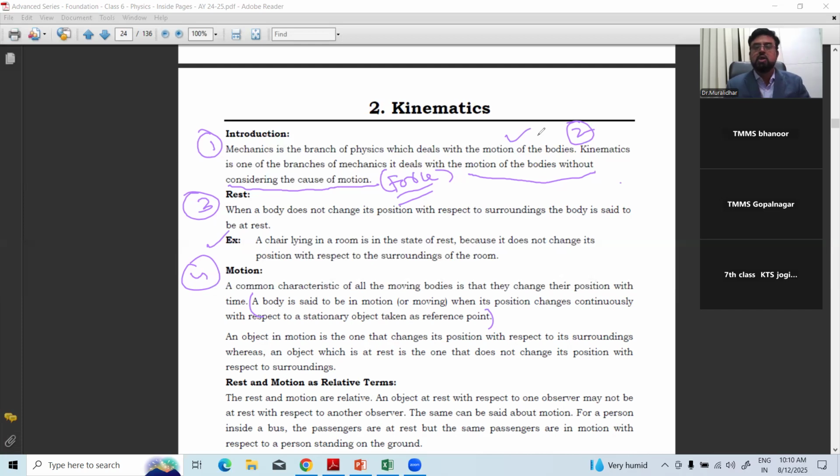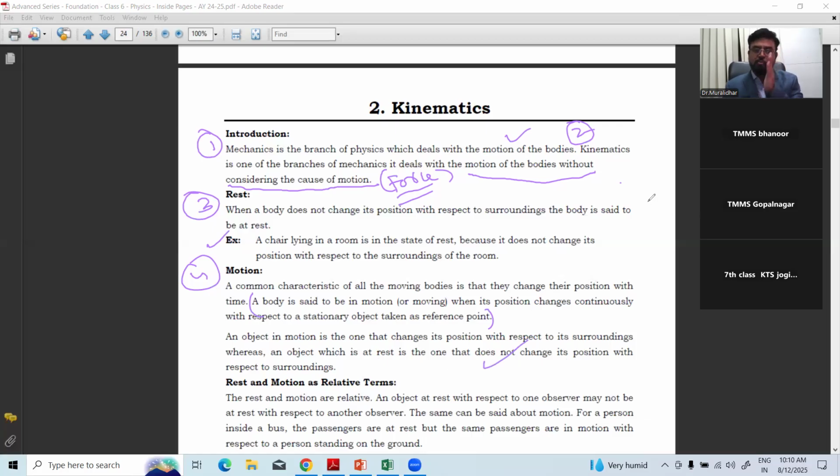Clear? So here we'll discuss not only motion, we'll discuss so many types of motions which we come across in our day-to-day life. So many motions we can see, different types of motions that we'll discuss. Right? So an object in motion is one that changes its position with respect to surroundings. An object which is at rest does not change its position. That is the difference.